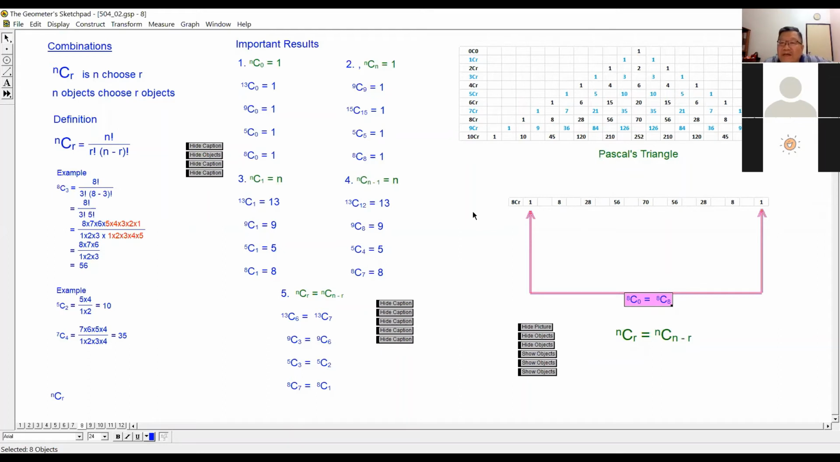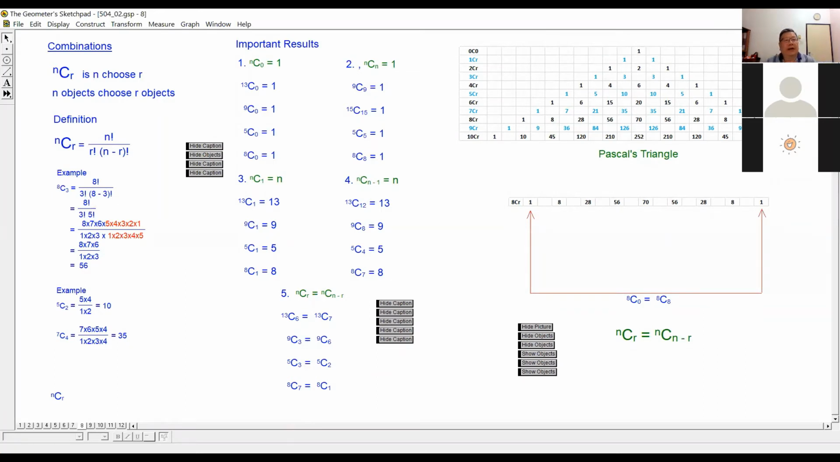So the number in front is what? The number in front is 8 choose 0. 8 choose 0 is 1. The number at the back is what? The number at the back is 8 choose 8. So that's why 8 choose 8 is also equal to 1.